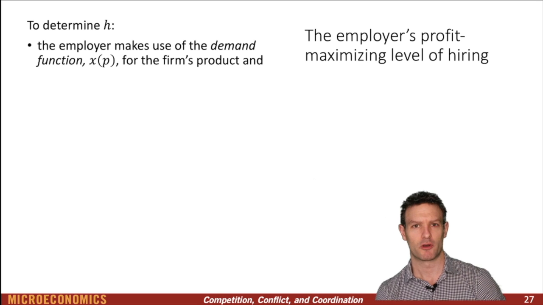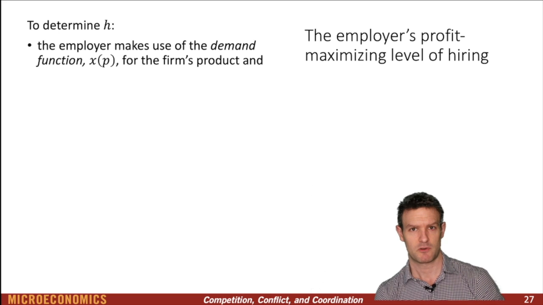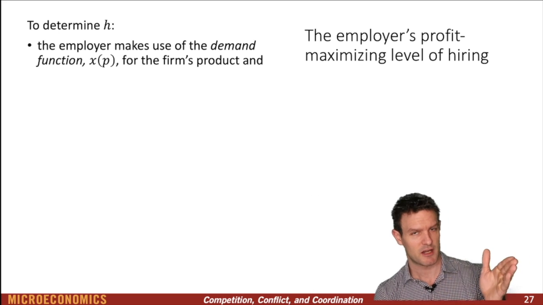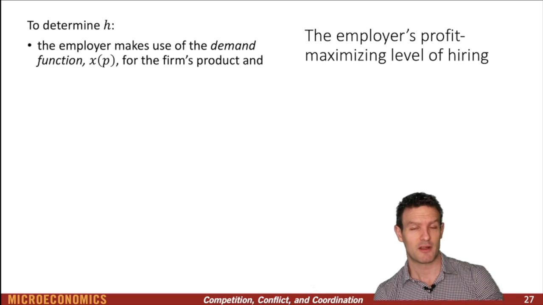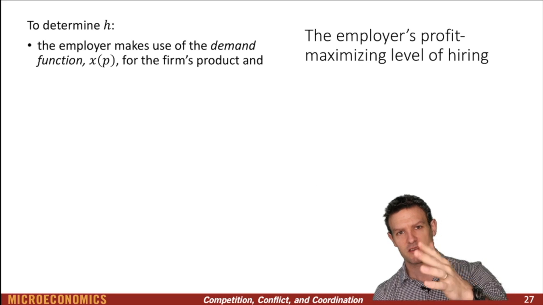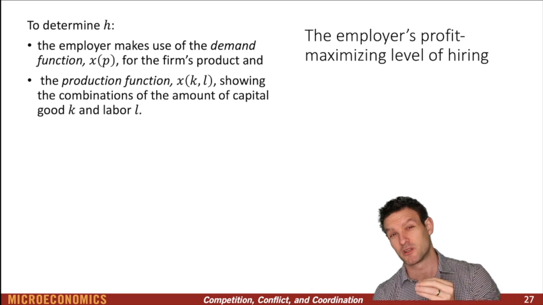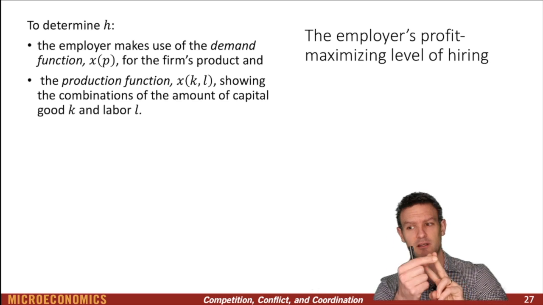Okay, so to determine H, what does the employer do? They make use of the demand function, X as a function of price, for the firm's product. The firm is producing a product, and we saw how that worked in chapter 9. They use labor as an input into the production of that product. We take the demand for this good as given, and the production function used to produce the good is a function of capital and labor. So X is produced by capital and labor.